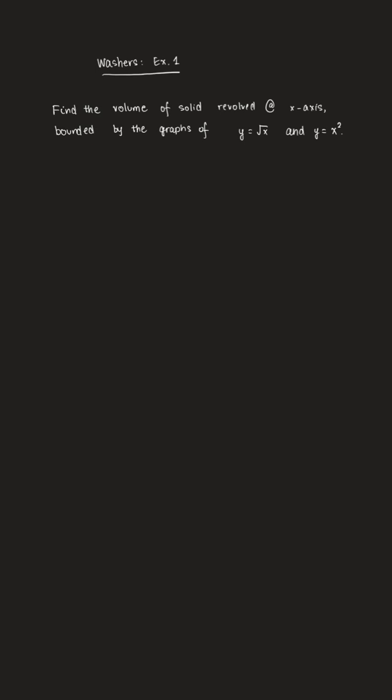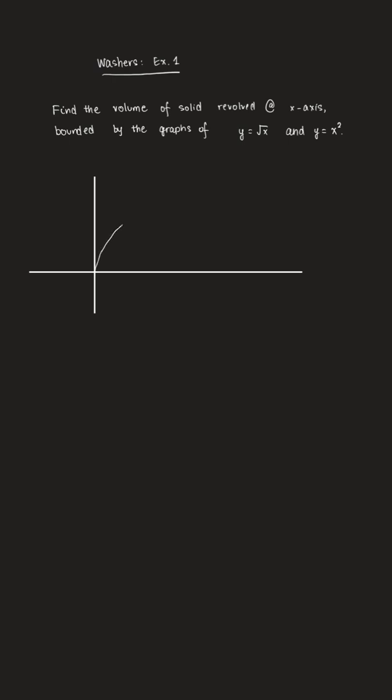Okay, so our first washers example is pretty simple, but I think it'll communicate the idea behind what we're doing and hopefully give you a clear sense of what's going on. We are wanting to take the region that's bounded between the square root function. These come up a lot, right?